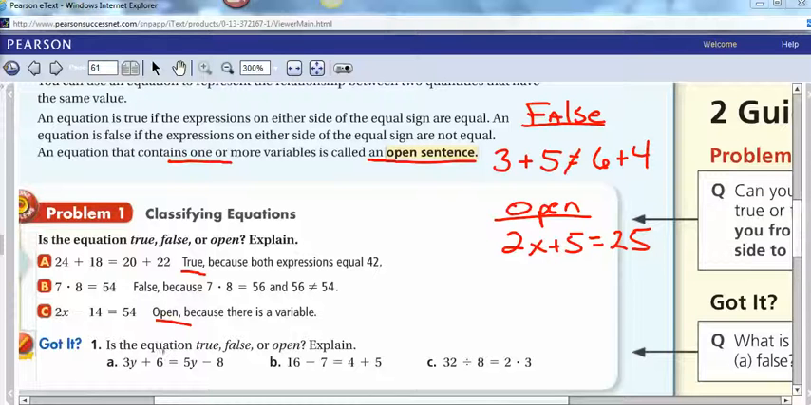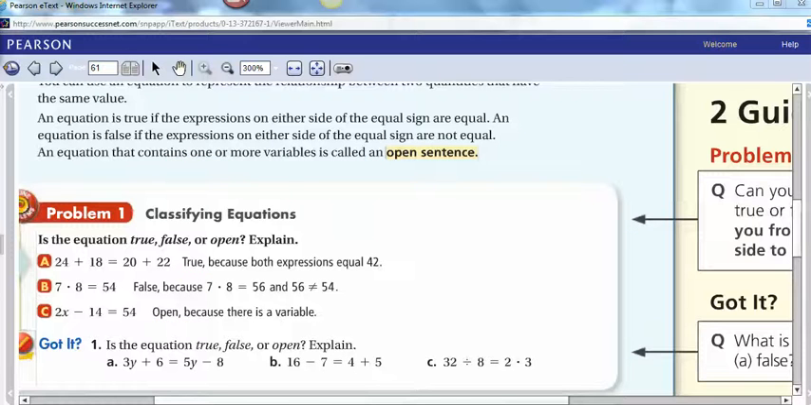Okay? Now, didn't the book just say everything I just said? It does that all year long. The book says everything I say, or I say everything the book says. So let's look down here along the bottom. Is the equation true, false, or open? 3y plus 6 equals 5y minus 8. Somebody raise your hand and tell me what it is.